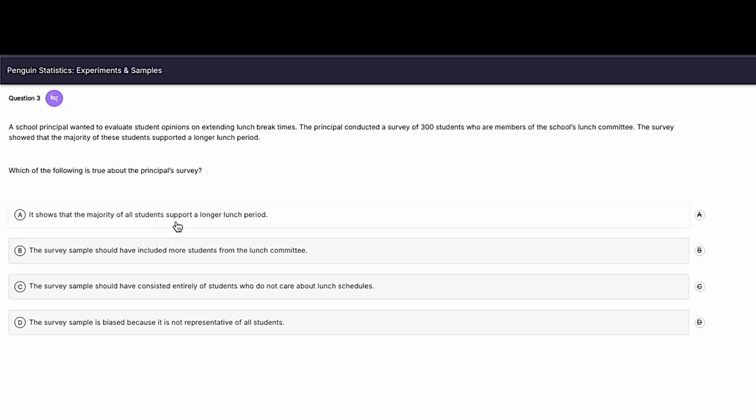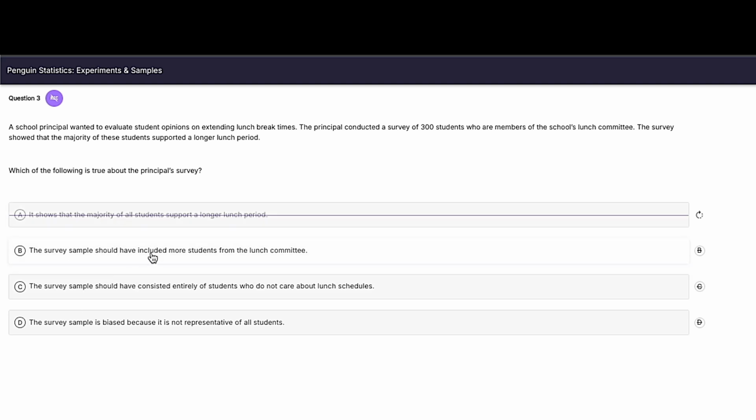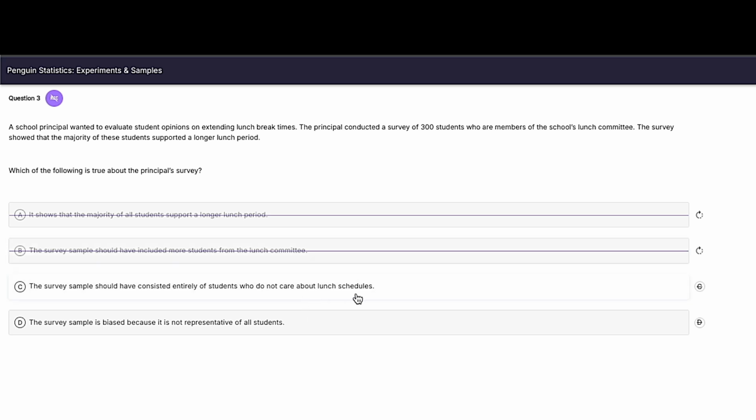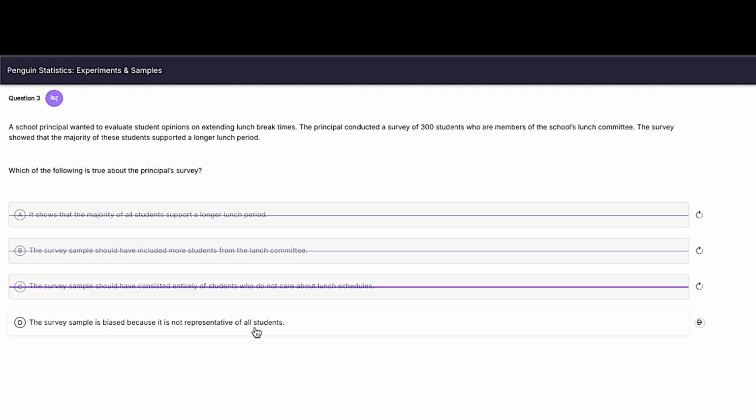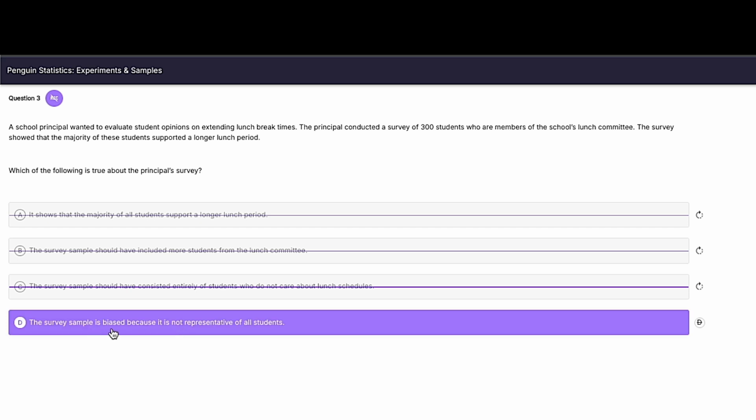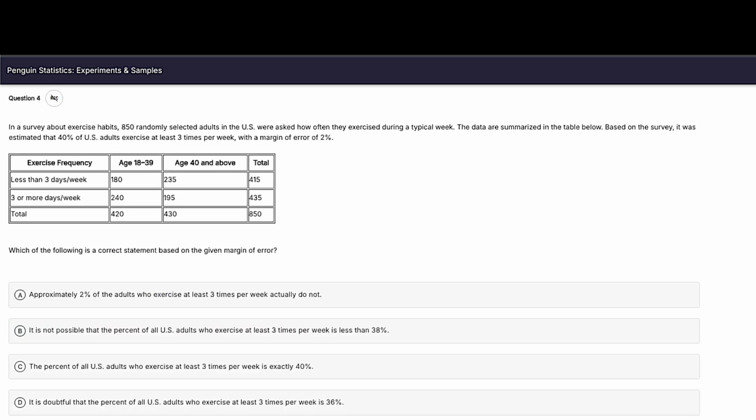So A, it shows that majority, no, it can't tell us anything because it is not a random sample. Should have included more students from the lunch committee. I think 300 was way too many. The survey sample should have consisted entirely of students who do not care about lunch schedules. That would also not be random. The survey is biased because it is not representative. Yep, that's the kind of language that you want to look for when you do not have a random sample. So that's our answer.